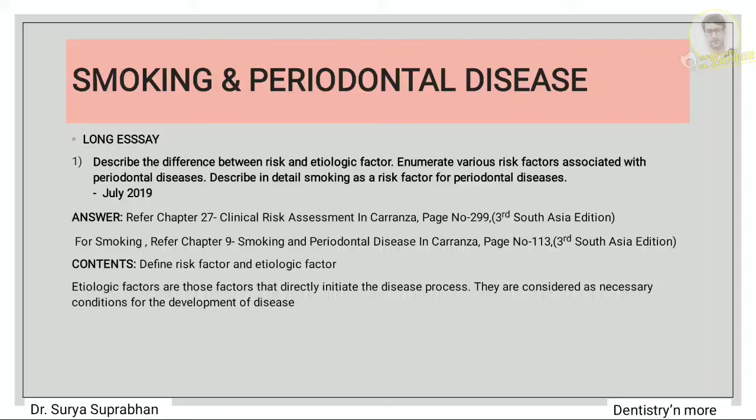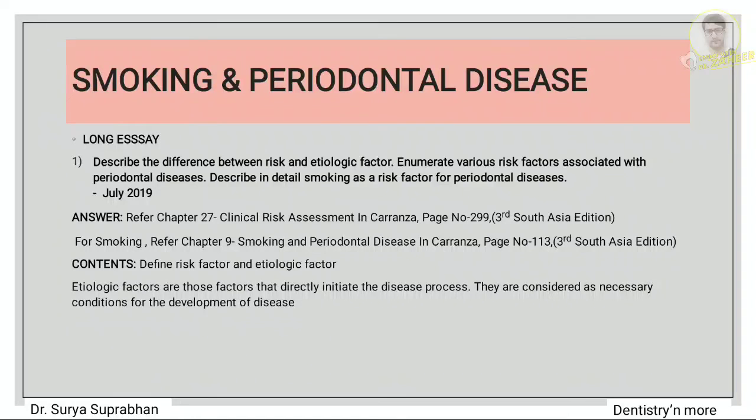Coming to the next chapter, that is smoking and periodontal disease. The first is the long essay. Describe the difference between risk and etiologic factor, enumerate various risk factors associated with periodontal disease, and describe in detail the smoking. For this, you have to refer chapter 27, clinical risk assessment in Carranza, page number 299. For the first part of the question, refer chapter 27, where they have described what is a risk factor and what all comes under the risk factor.